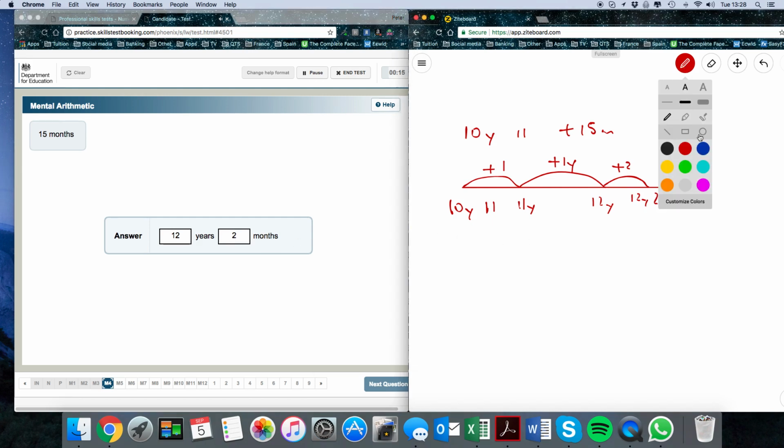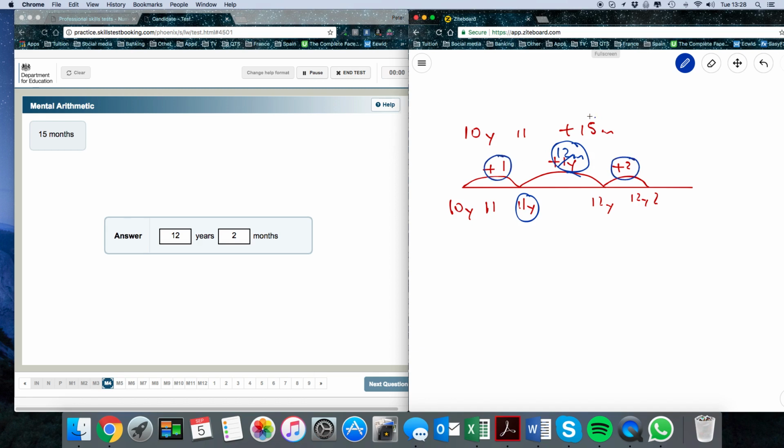Main thing here, use your timeline. I've added 1 month on to take to a whole 11 years. Then I've added a year on. Now you know that a year is 12 months. So you can see that I've added a total of 1, 12 and another 2, which is the total of 15.